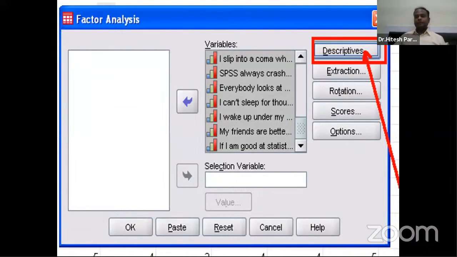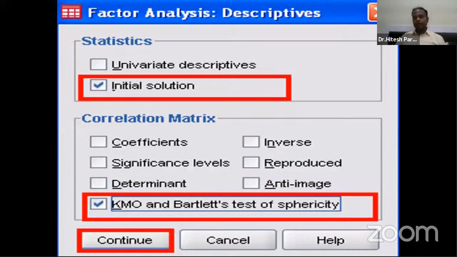Then click on Descriptives. Once you click on Descriptives, this dialog box will appear. Initial solution is a by default tick mark. We need to give a tick mark on KMO and Bartlett's test of sphericity. So just click on KMO and Bartlett's test of sphericity and then Continue.